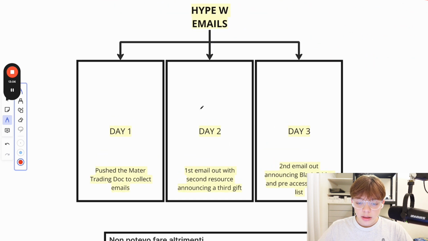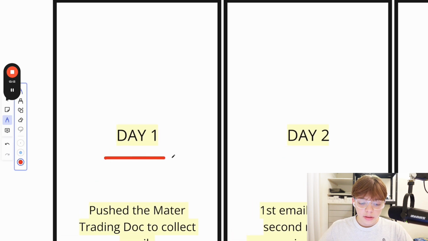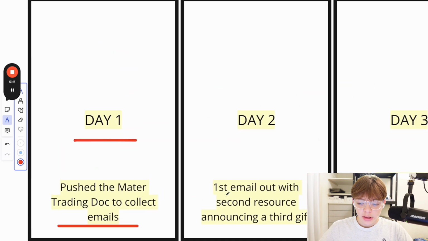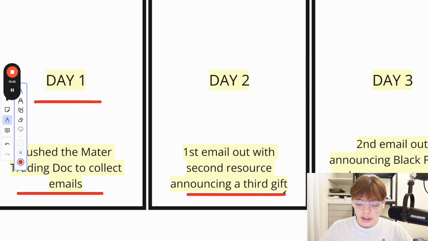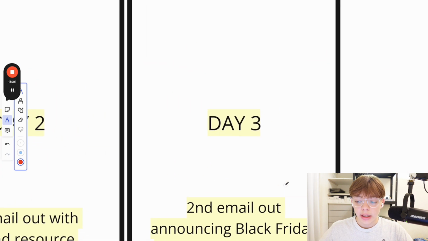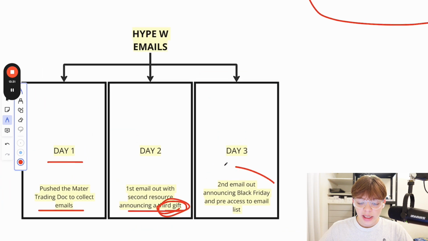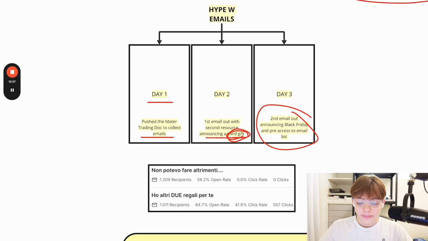So we've built up the email list. Now we need to actually build a little bit of hype for it. On day 1, we were just pushing the master doc to collect emails, right? On day 2, the first email with the second resource announcing a third gift came out, and the third gift was essentially just the CTA to the Calendly. And then on day 3, we were announcing Black Friday and giving a little bit of early access to the email list, building a little bit of scarcity and getting the first sales calls onto our calendar.